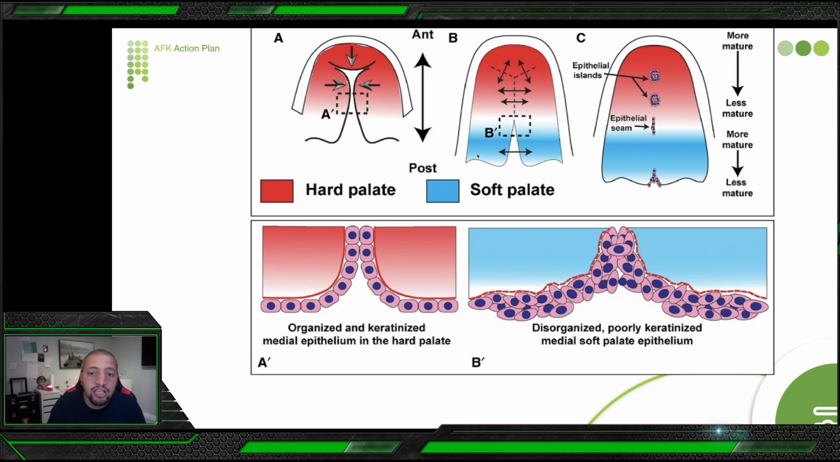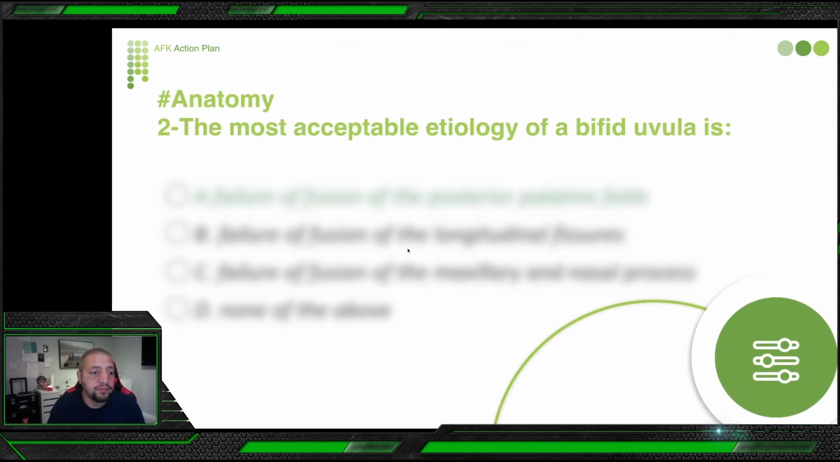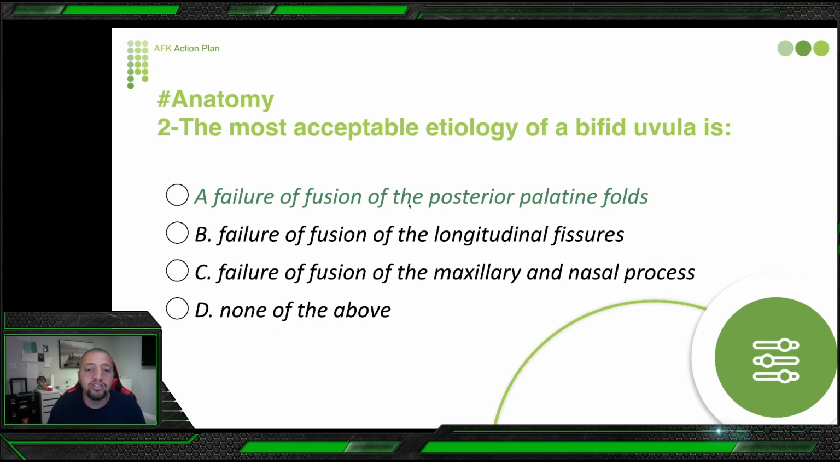So the uvula is the last part of our soft palate, and as you know, the fusion comes in a Y pattern from the anterior maxilla, and then going backward it goes to the hard palate and then to the soft palate. And as we see, the epithelium is going backward, backward, backward. If this epithelium stays here and prevents the two palatal folds from fusing together, it will lead to this. It will be disorganized, poorly keratinized medial soft palatal epithelium, preventing the fusion between the two horizontal palatal folds. So here the answer is failure of fusion of the posterior palatine folds.